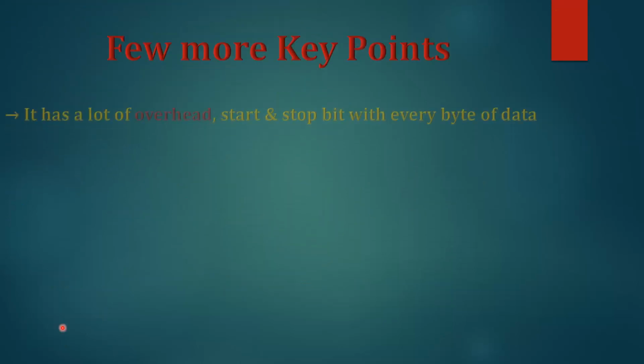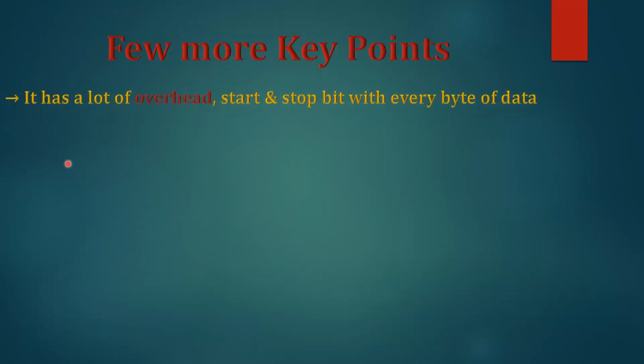Now let's see some more key points. SPI has a lot of overhead. By overhead, we mean non-data bits. The overhead is required to maintain consistency in the communication, but it is of no use with respect to data meaning or significance. It is just required for the communication itself. So it is kind of a burden. So it has a lot of overhead.